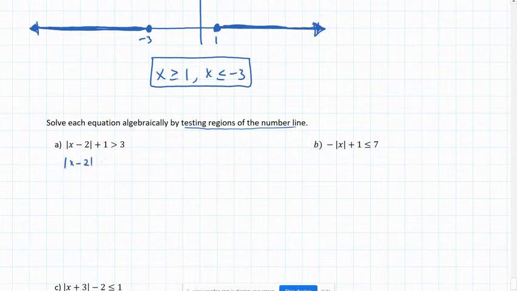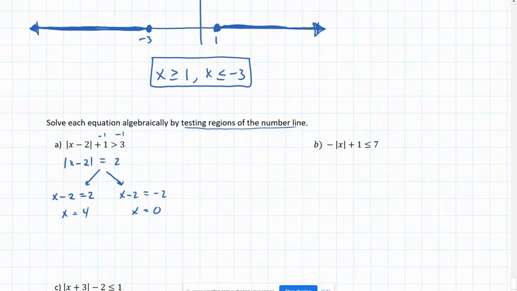So absolute value of x minus 2 is greater than 2. That's when we subtract 1 from both sides. And again, we'll change that to an equal sign. And then now we have the absolute value part by itself. We can break that into two different equations. We say the inside of the absolute value could be 2, or the inside of the absolute value could be -2. And so then if I solve this one, I get x equals 4. If I solve this one, I get x equals 0.